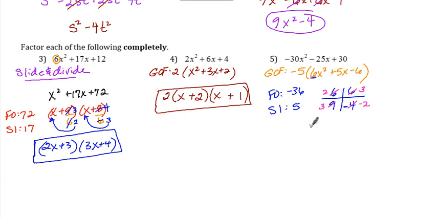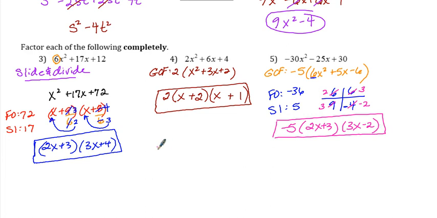All right, let's use our tool to build our factors. 2x plus 3. 3x minus 2. Am I finished? What did I forget? This negative 5 back here, this GCF, needs to come back in the final answer. All right, so that's the warm-up. Hopefully that's ringing some bells, giving you some reminders of what we learned last class.